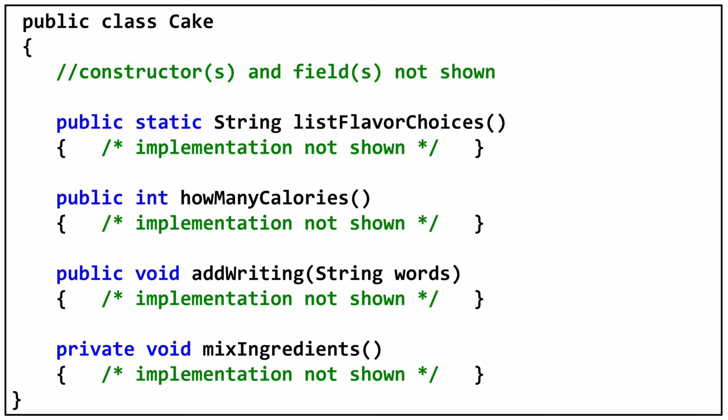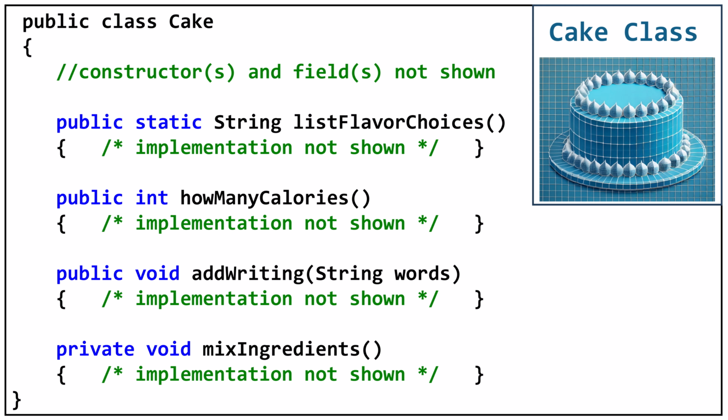Let's look at this cake class. As discussed earlier, we can think of a class as akin to a blueprint. You might expect the cake class to have fields and constructors, but we aren't displaying them. If you don't know what fields and constructors are yet, that's fine. We only see the method headers. The method bodies don't matter to us because we don't care how these methods do what they do. Think of it like a car. We don't need to understand how a car works to drive it.